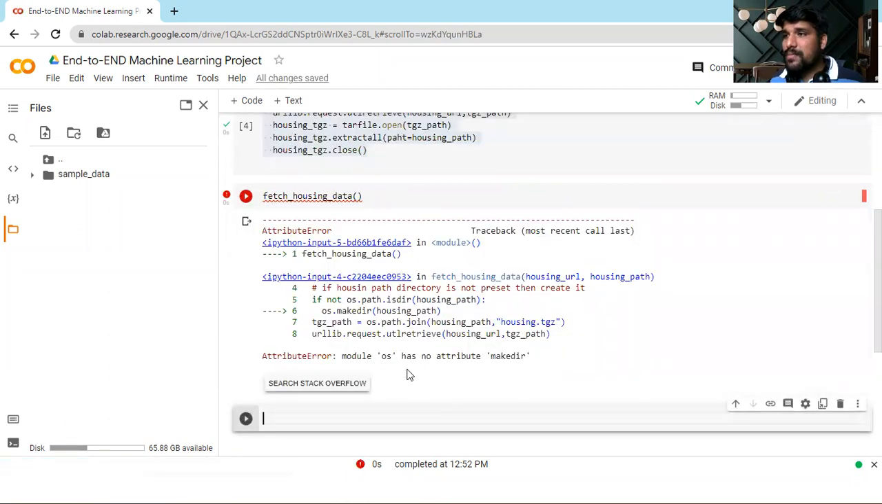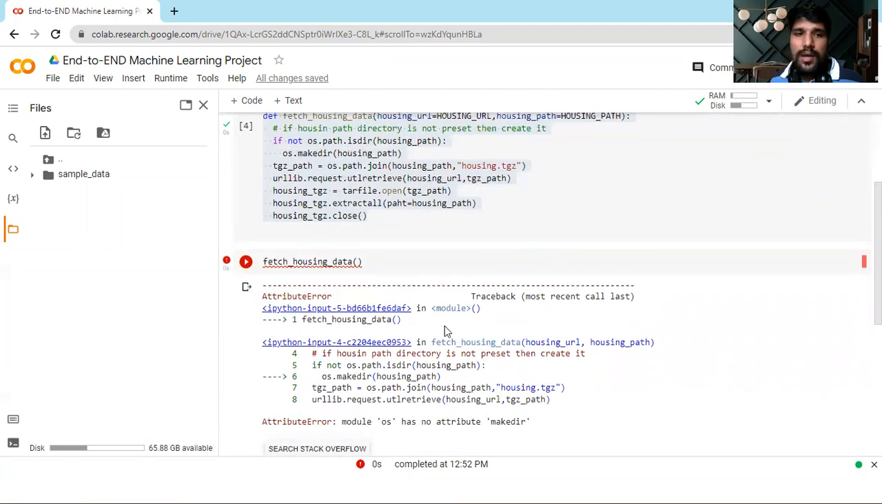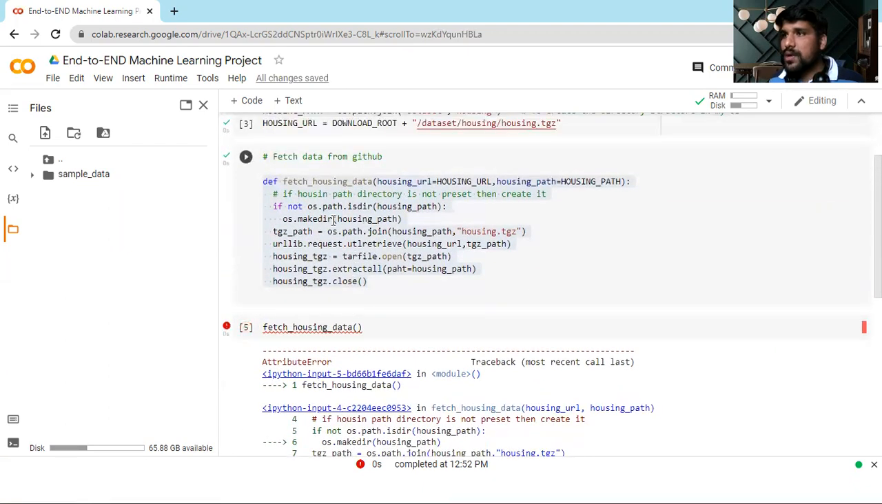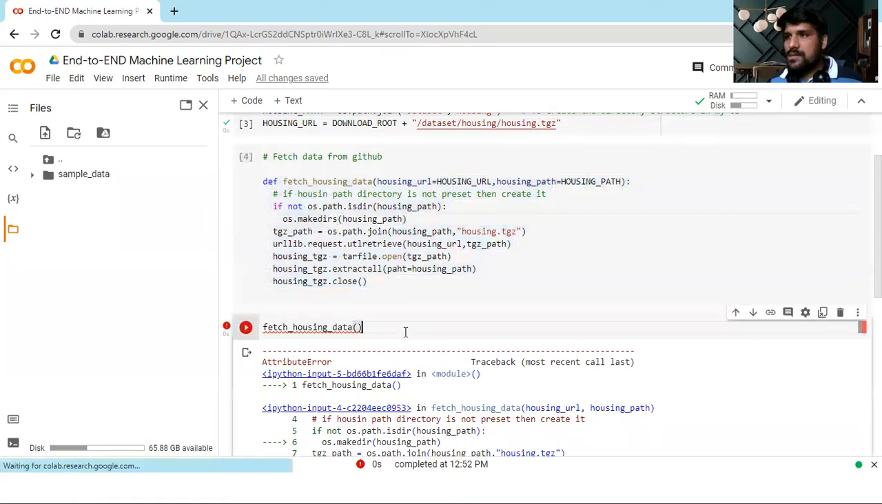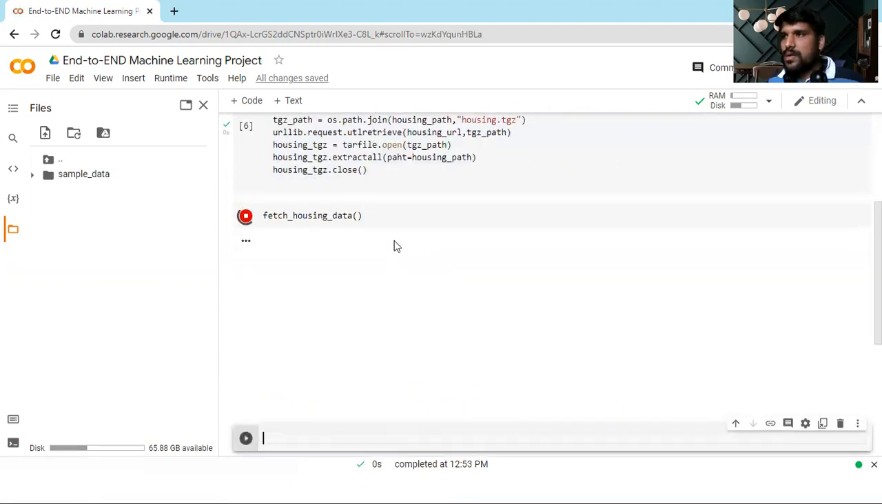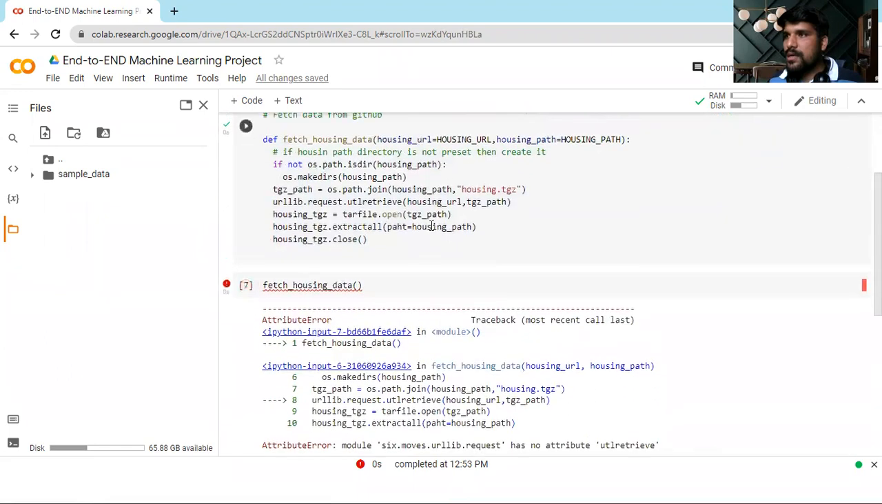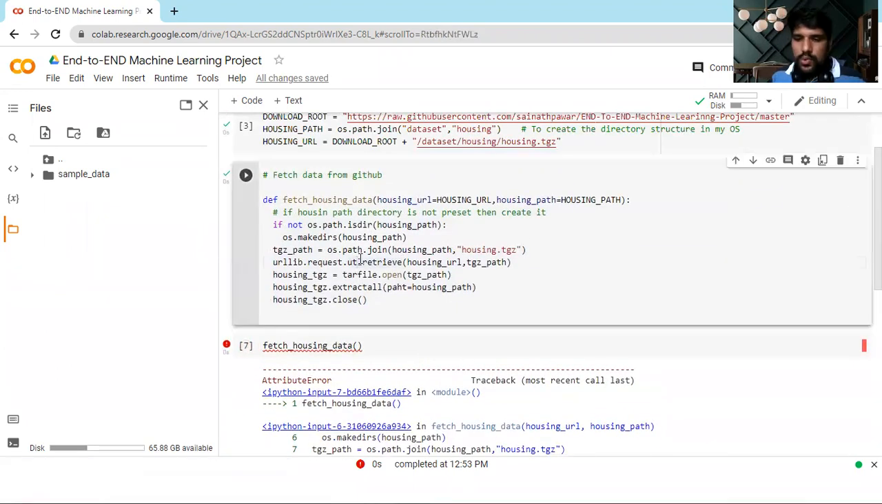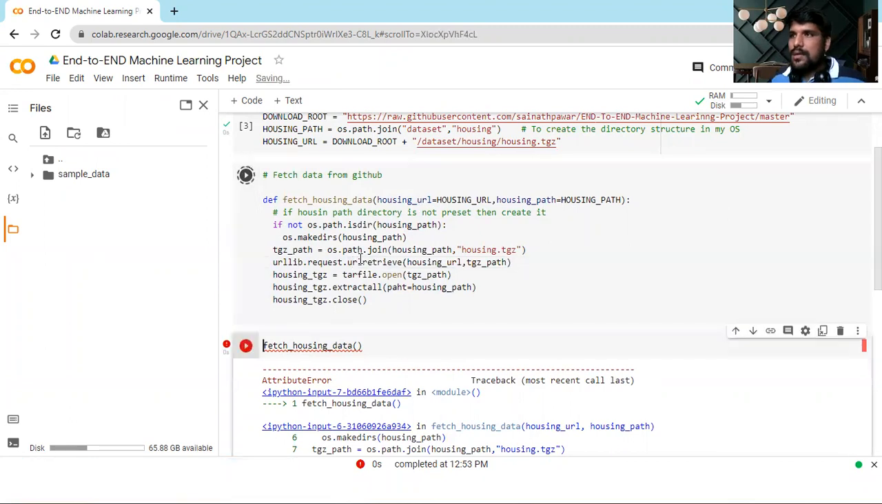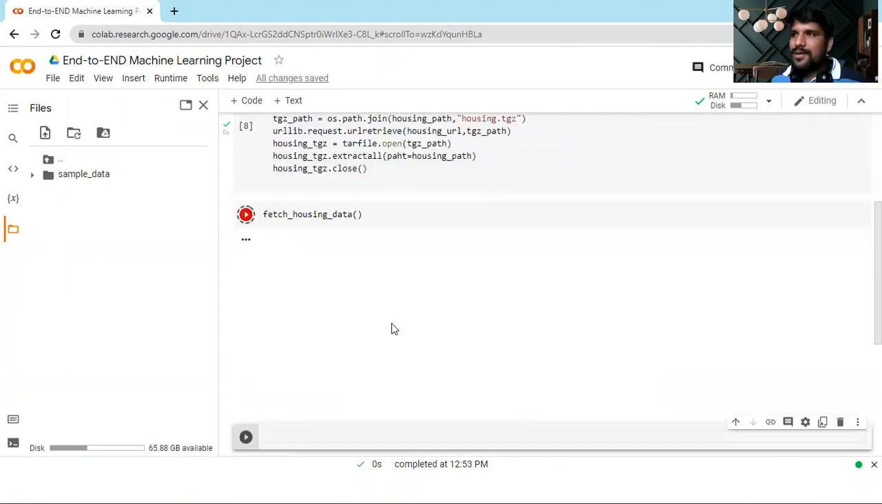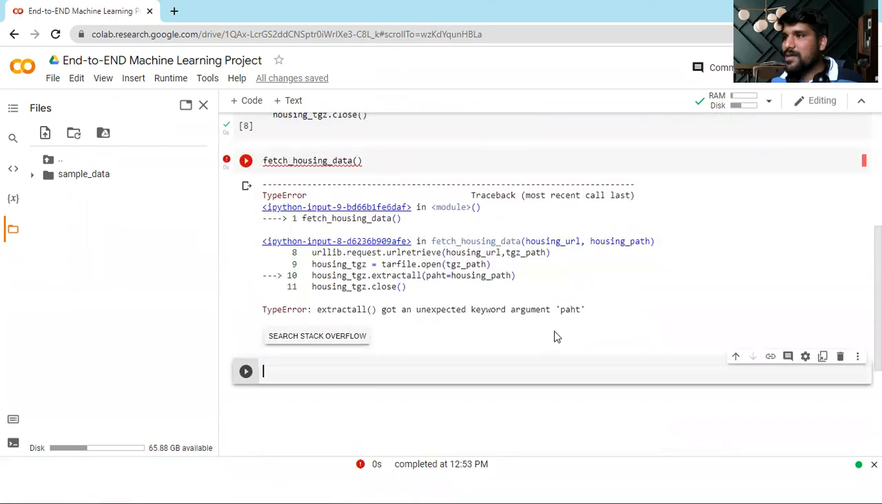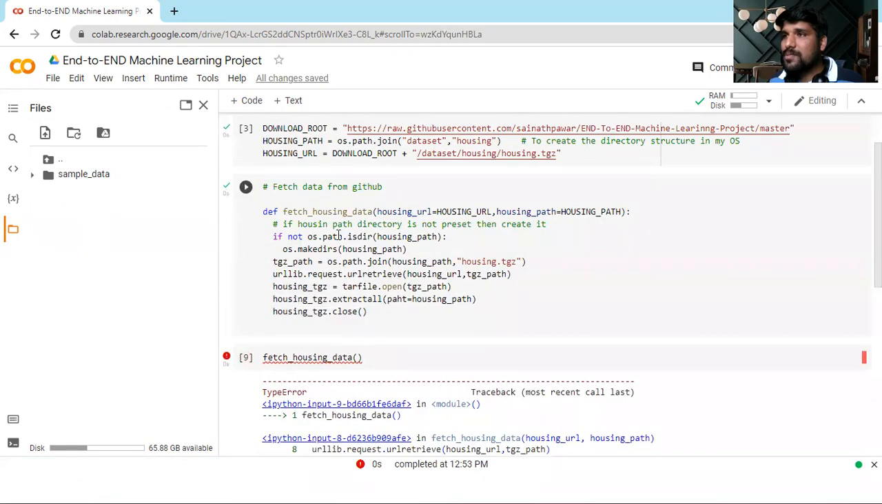Okay, it's saying that my module os has no attribute called makedir. It must be makedirs. Okay, first execute this, make directory. Okay, it must be yes. Now what is giving the six moves URL request? I think I made an error here. URL retrieve. Okay, that is a spelling mistake, it is coming as UTL. Now again it is showing an error, I have a lot of spelling mistakes.